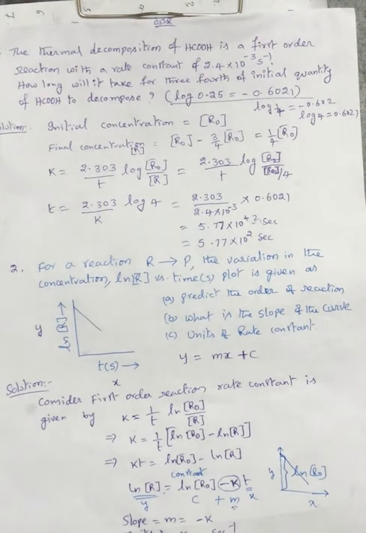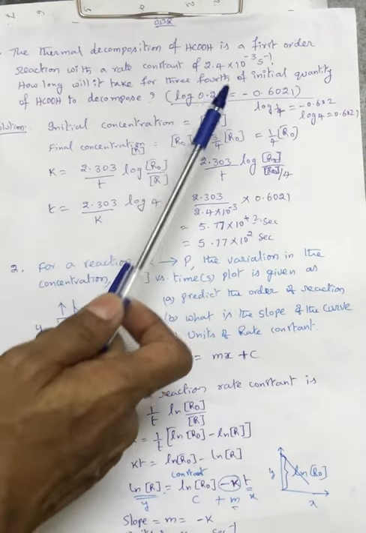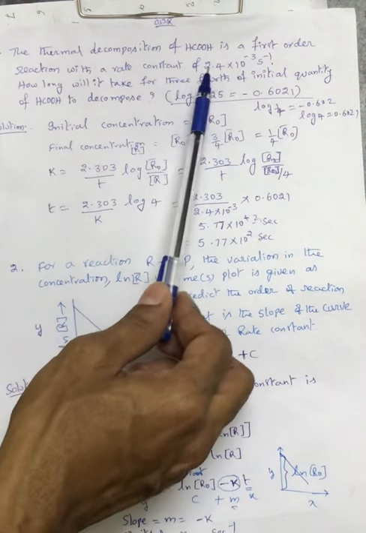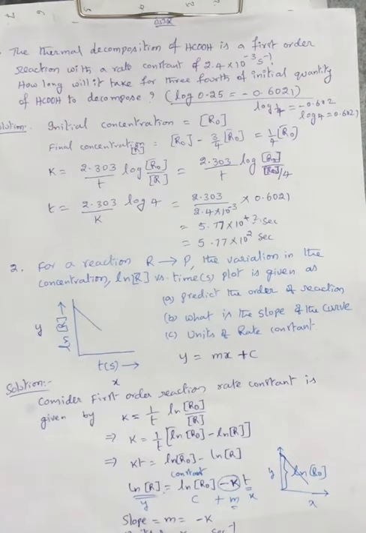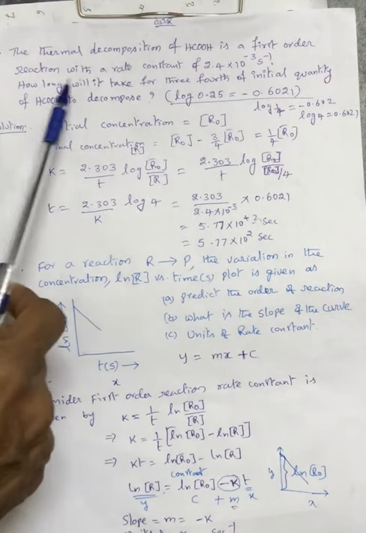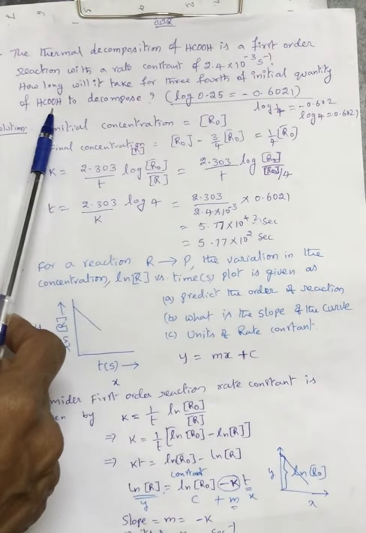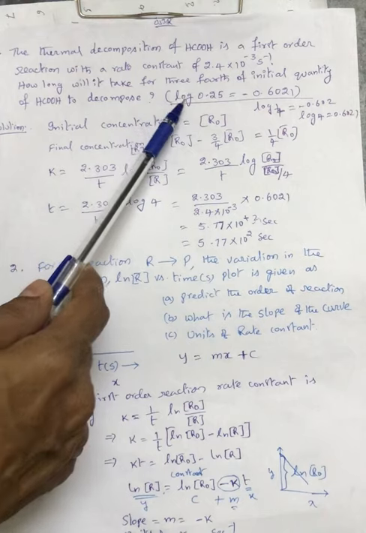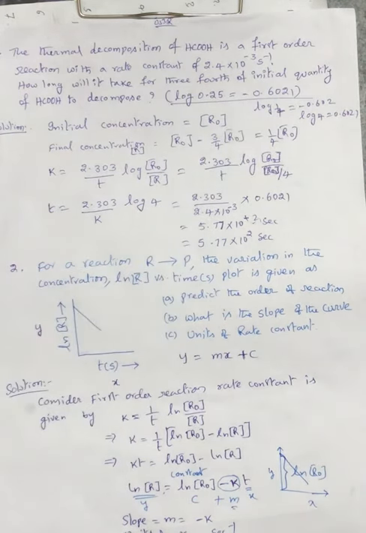The first question is, you can see here, the thermal decomposition of HCOOH is a first order reaction with a rate constant of 2.4 × 10^-3 second inverse. How long will it take for 3/4 of the initial quantity of HCOOH to decompose? And they have given log 0.25 equal to -0.6021.